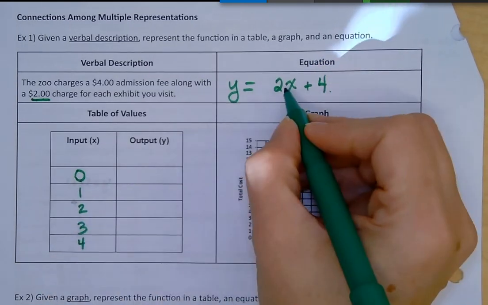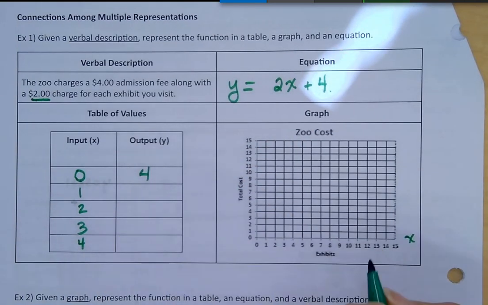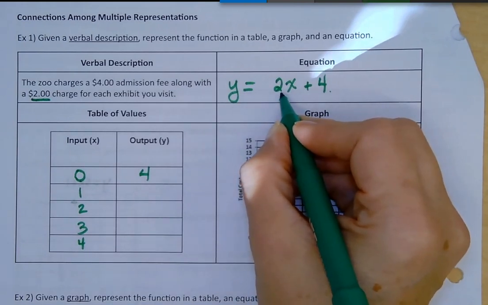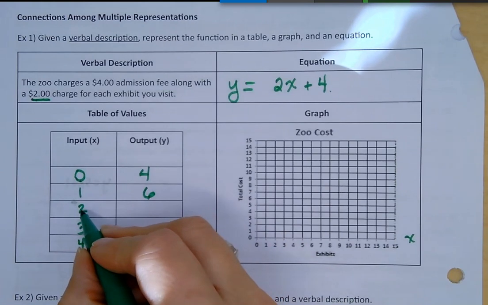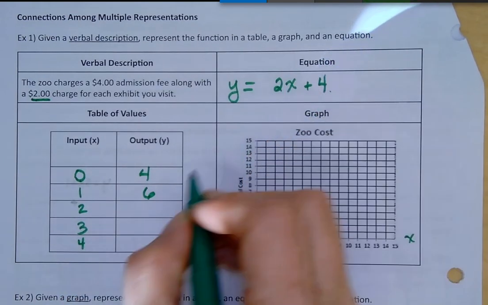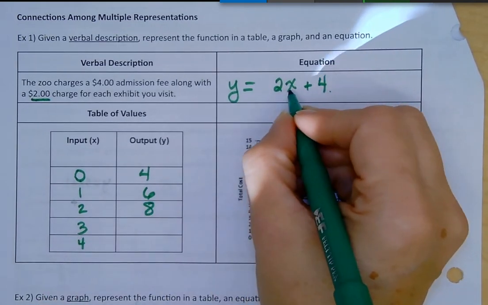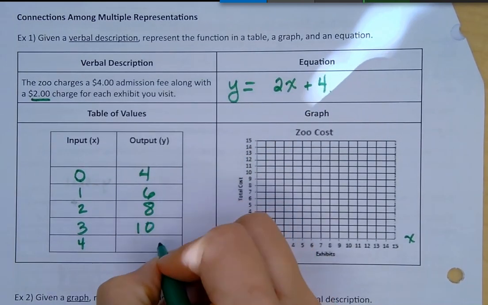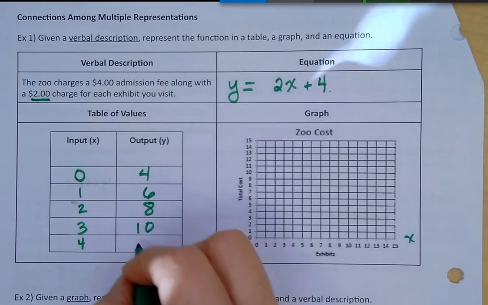If I plug in 0 for x, I get y equals 0 plus 4, which is just 4. If I plug in 1 for x, I get y equals 2 times 1, that's 2, plus 4 is 6. If I plug in x equals 2, I have 2 times 2, that's 4, plus 4 is 8. If my x equals 3, it would be 2 times 3, that's 6. 6 plus 4 is 10. And you see a pattern happening here. If I plug in 4, 2 times 4 is 8, plus 4 more is 12.